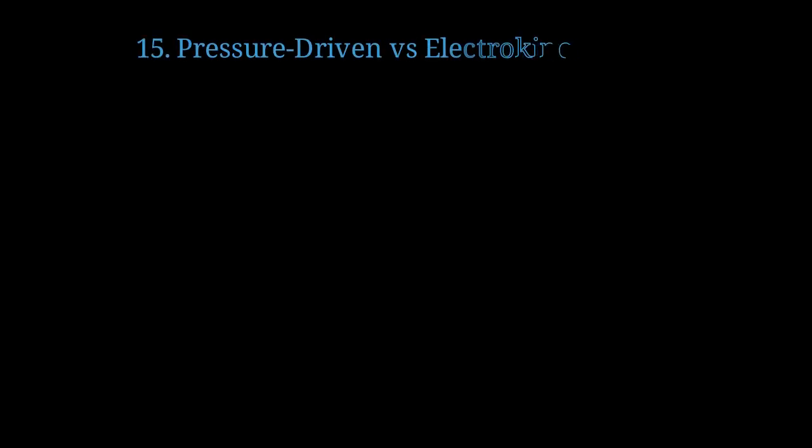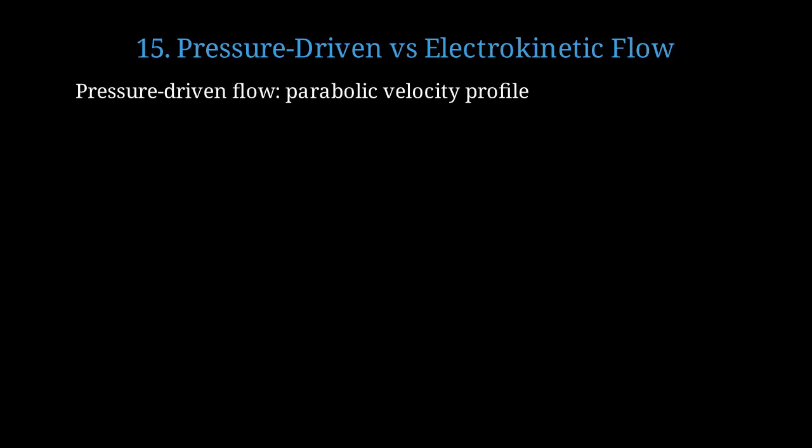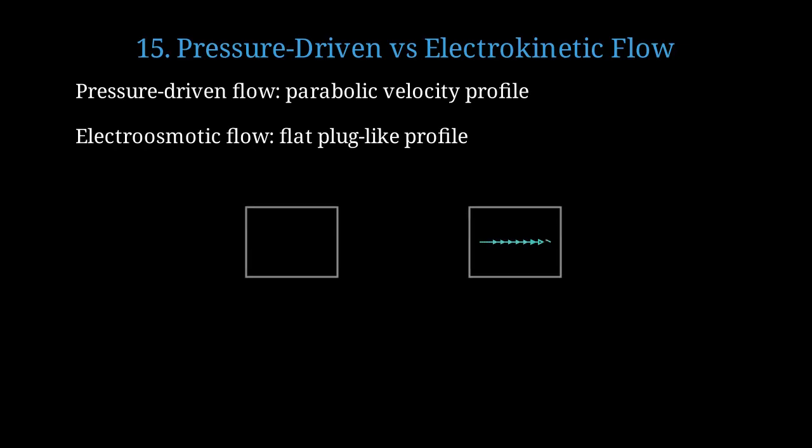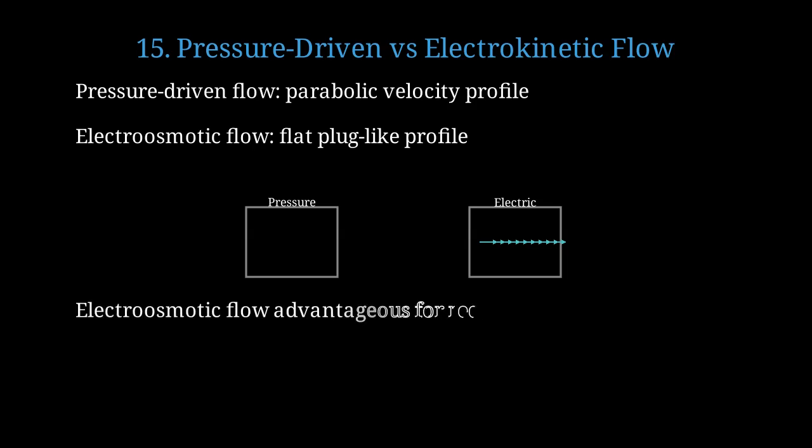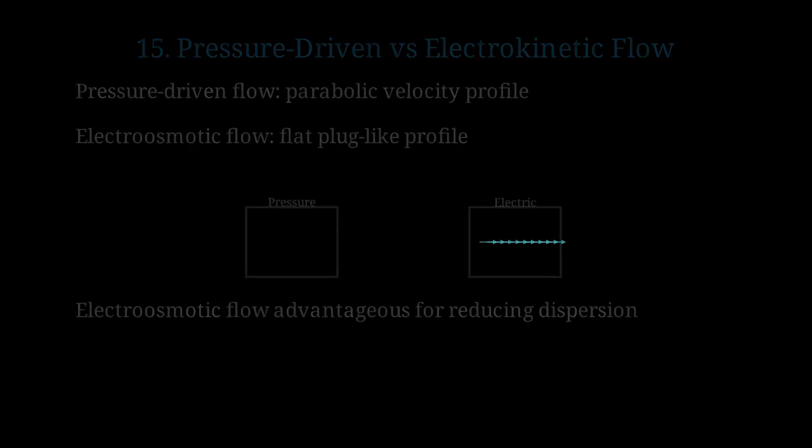There are two main ways to drive flow in microchannels: pressure and electric fields. Pressure-driven flow, which we've discussed, produces a parabolic velocity profile. Electroosmotic flow, driven by electric fields, produces a nearly flat, plug-like profile. Pressure-driven flow on the left shows parabolic profile, while electroosmotic flow on the right shows flat plug flow. The flat profile of electroosmotic flow is advantageous for reducing dispersion and keeping sample bands sharp.